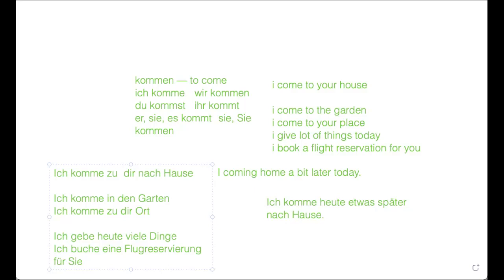Okay. Ich gebe heute viele Dinge. I give a lot of things today. Viele Dinge means a lot of things. Ich buche, I book, eine Flugreservierung. Flugreservierung is what? Flug is flight. Reservierung is reservation, für Sie, for you. So ich buche eine Flugreservierung für Sie. It means I book a flight reservation for you.